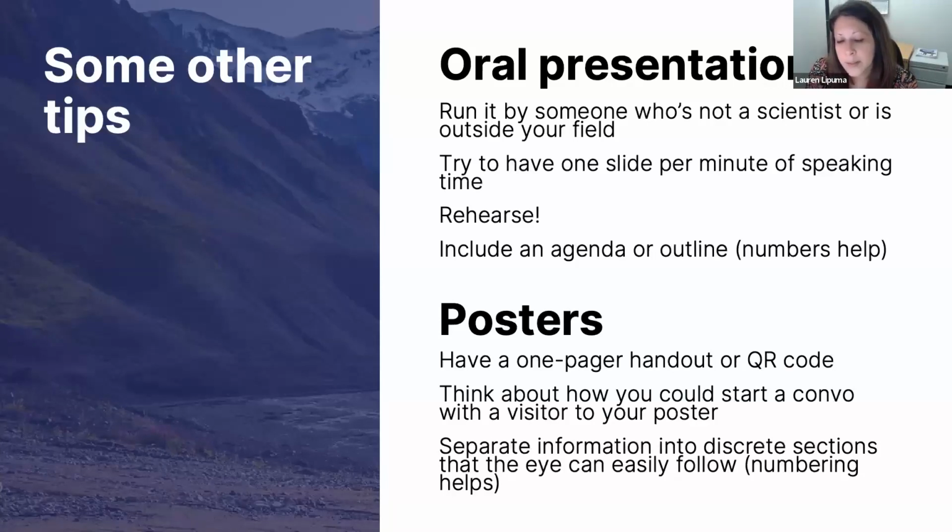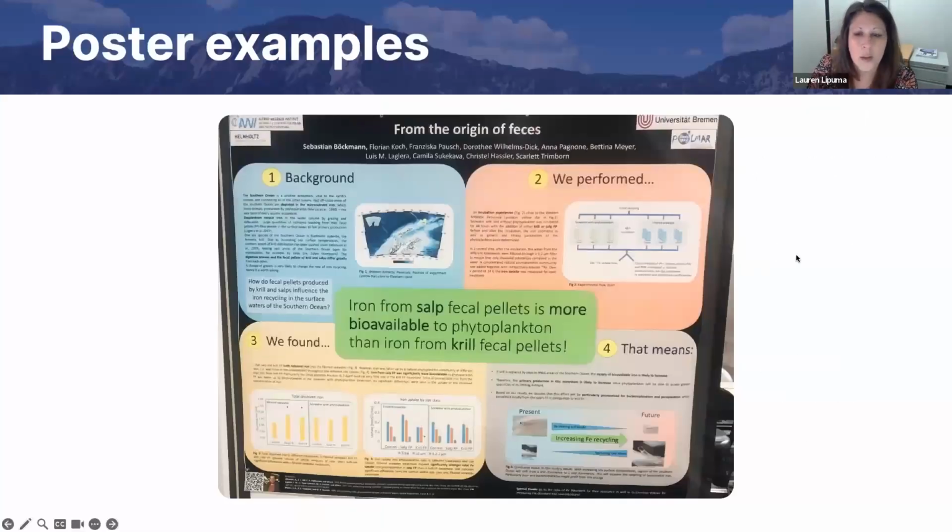Then separate the information on your poster into discrete sections that your eye can follow. Numbering really helps here, or using arrows as well, so that your eye knows which way the information flows. I'll show you some examples of that as well. So here are a couple examples. These are from the Ocean Sciences meeting back in 2020.